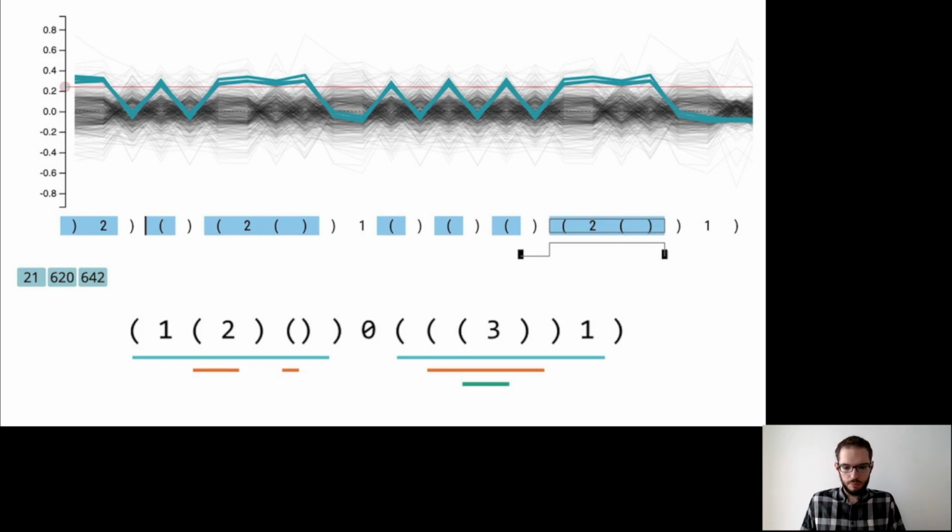Now going up to the top, we see our selection interface. On the x-axis, we have selected a span ranging from an open parenthesis to another open parenthesis and close parenthesis, because we may want to investigate whether there is a set of neurons that is only active if our nesting depth is 2 or deeper. By setting our threshold to around 0.25, we actually find 3 neurons, 21, 620, and 642.